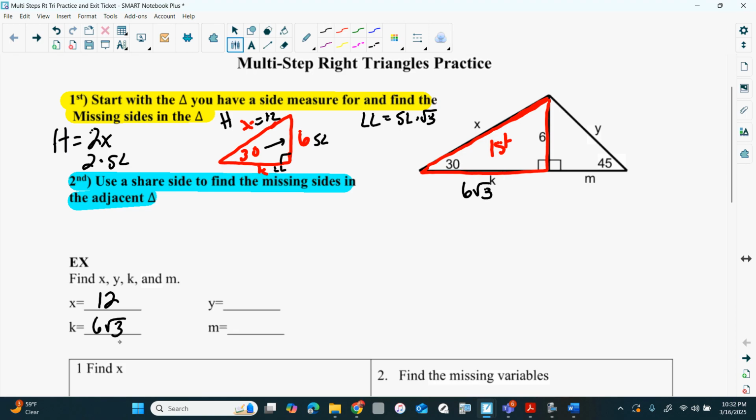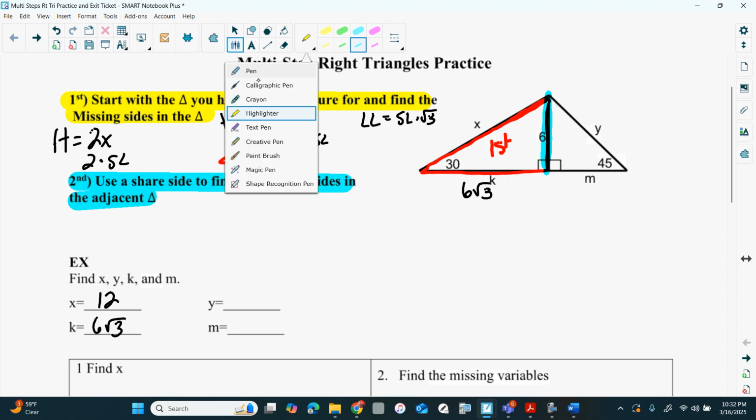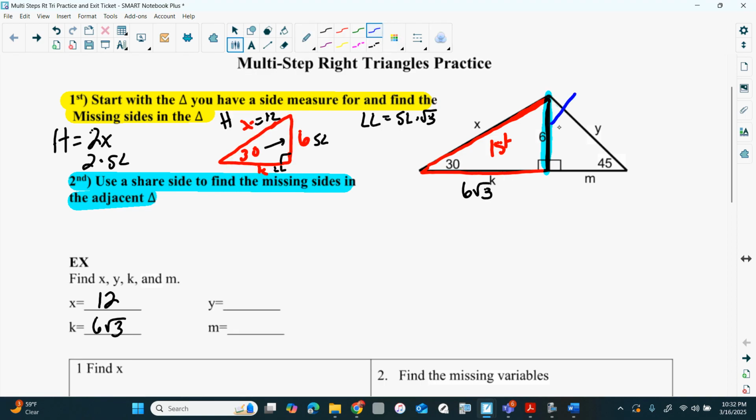Then step 2 says, let me get my little highlighter to address this: use a shared side to find the missing sides in the adjacent triangle. The shared side is here. This is our shared side. I'm just going to make a little note: shared side. Sorry about the writing. Now I look into this triangle second, and I'm going to redraw this adjacent triangle.